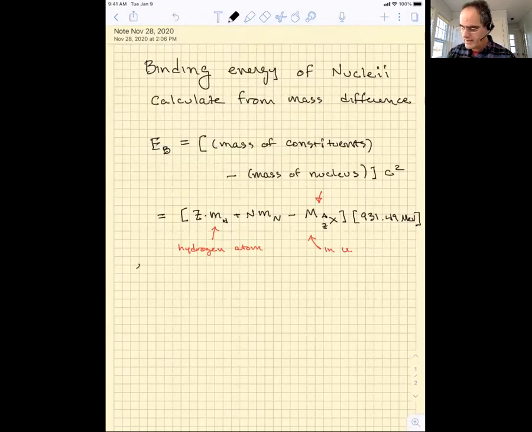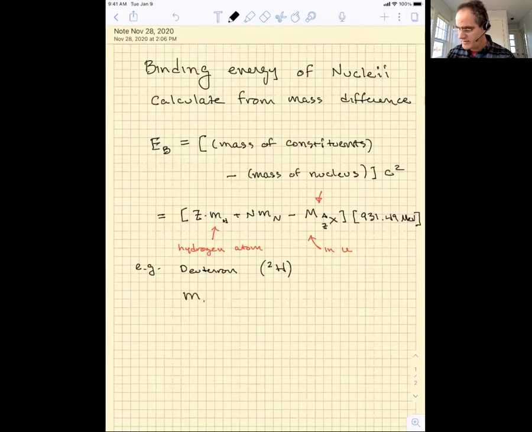Okay, just for an example, let's look at the binding energy of a deuteron, which is just an atom of a heavy isotope of hydrogen with a mass number of 2. In other words, hydrogen that contains a proton and a neutron in the nucleus.